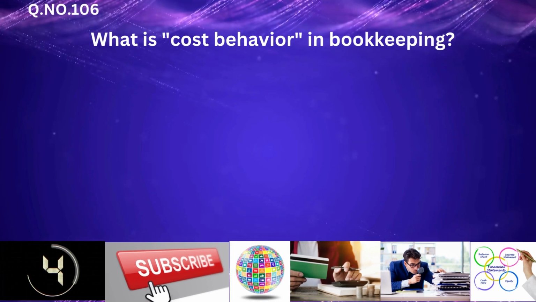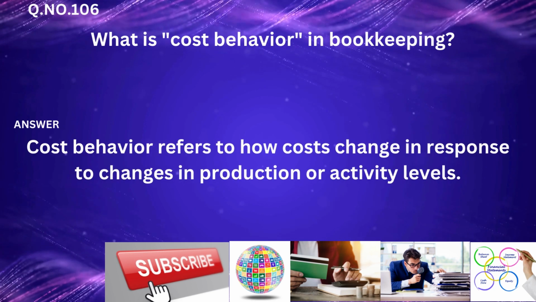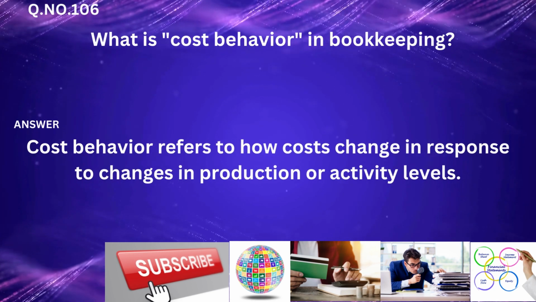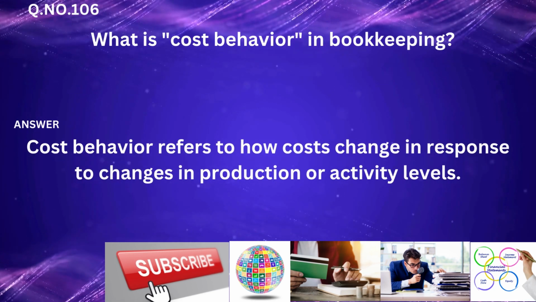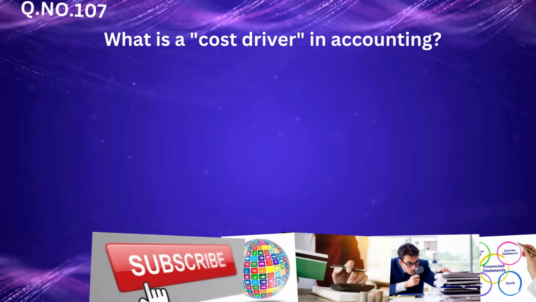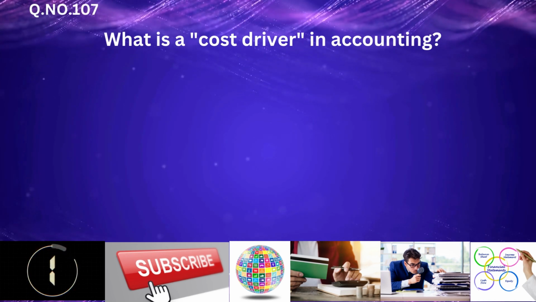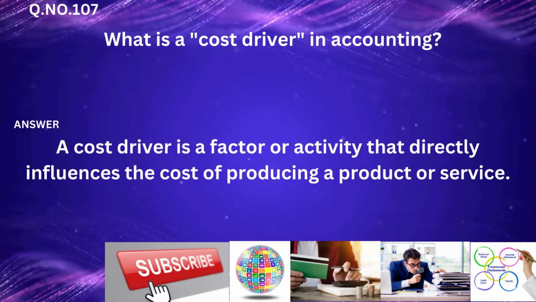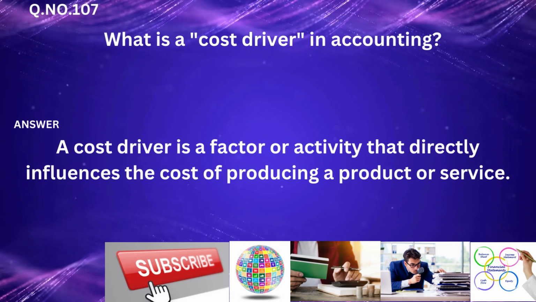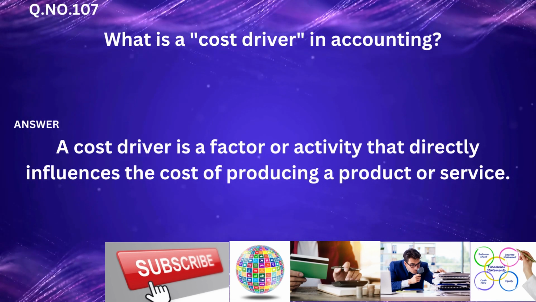Question 115. Explain cost of quality in bookkeeping. Answer: cost of quality includes both the cost of preventing defects and the cost of dealing with defects when they occur. Question 116. What is process costing in accounting? Answer: process costing assigns costs to products or services based on the stages or processes involved in production.